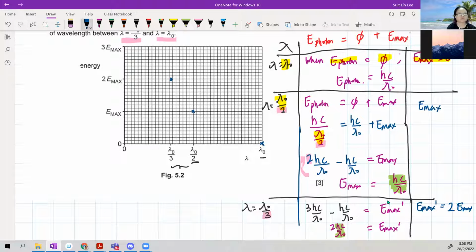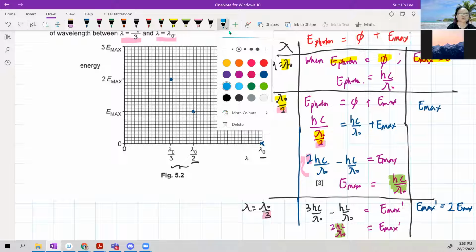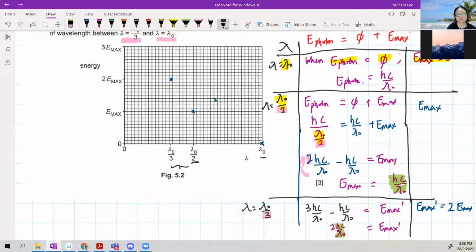Just based on these 3 points, I already know I should join the curve, because there's no way you can draw a straight line that connects these 3 points. So just draw a smooth curve like this. Must you pass through all the points? Yes.